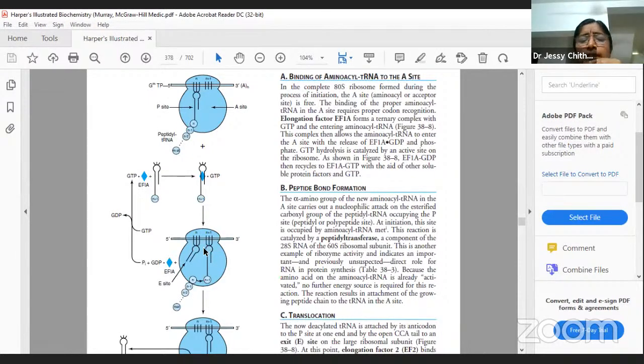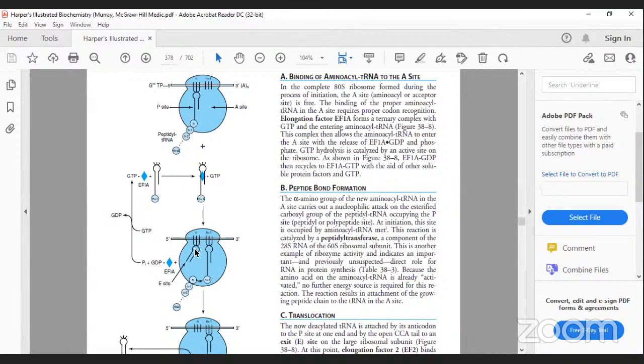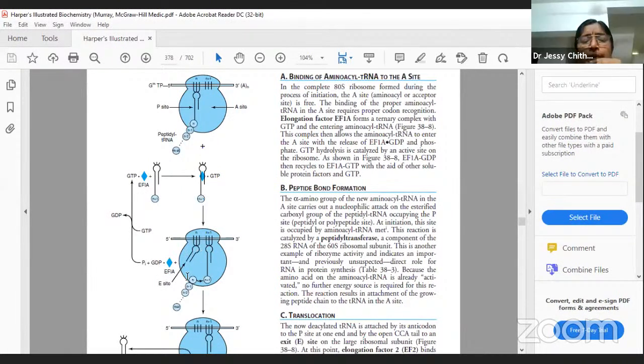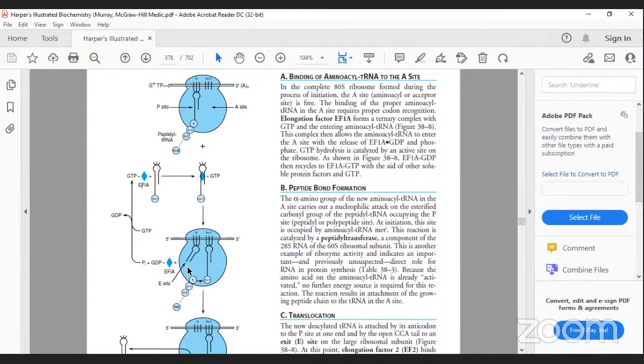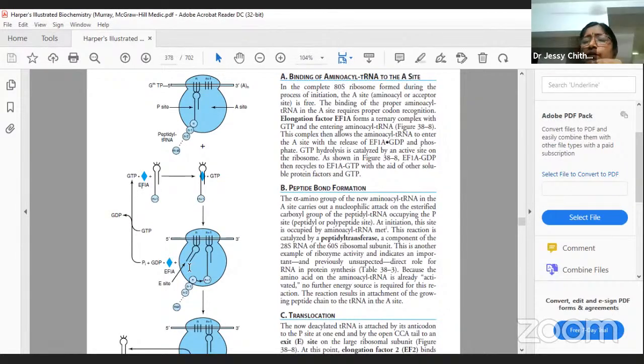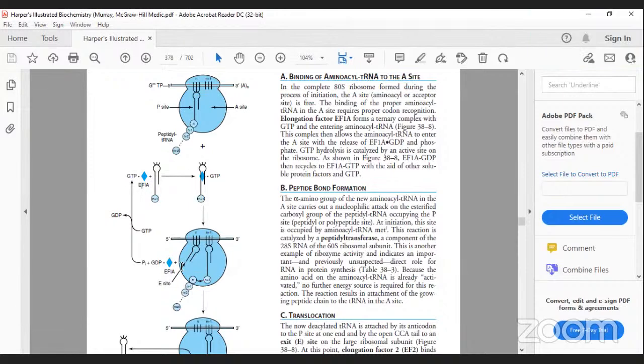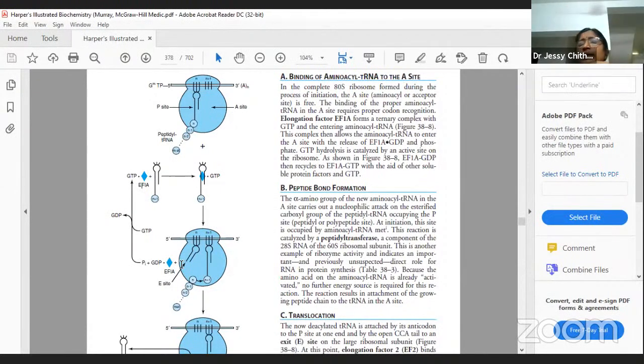So next, which is the second step, Aditya? Ma'am, peptide bond formation. So which is the enzyme? Peptidyl transferase. And the third step is translocation.